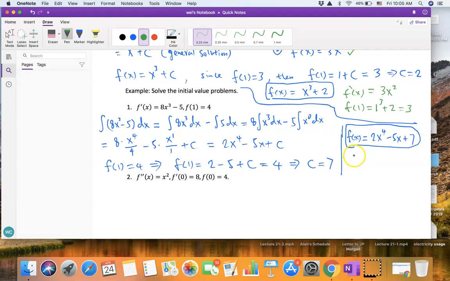Let's verify this result. The derivative of this function is 8x to the 3rd minus 5. And when x equals 1, the function value is 2 minus 5 plus 7, that is 4.